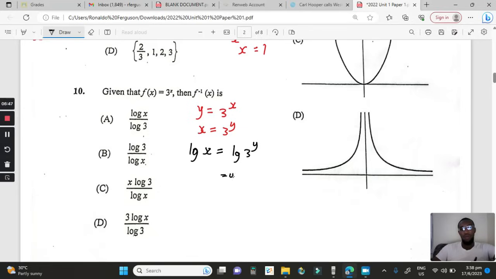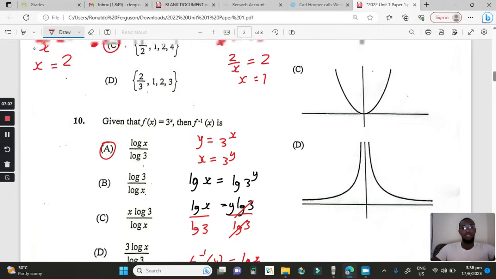And bring down the power y. So y log 3 equals log x. And then we just divide both sides by log 3. This cancels, so that is y. So the inverse of the function is just log x divided by log 3. A. No worries.